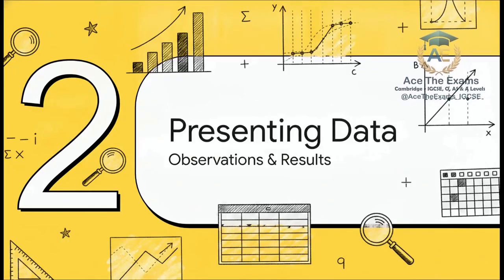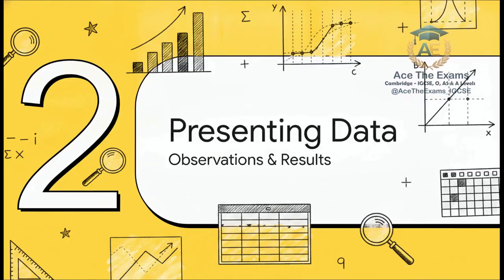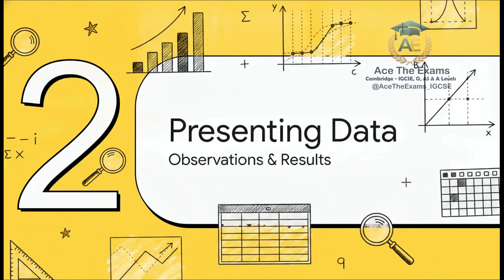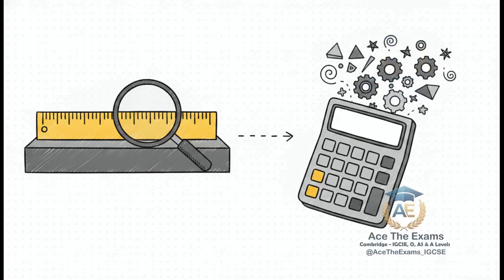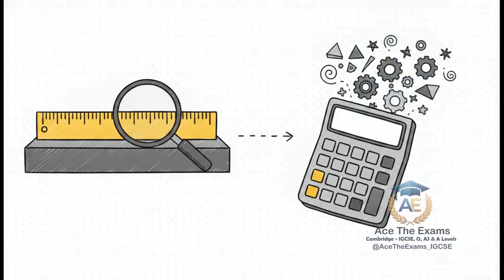Moving on to Section 2, presenting data and observations. This is the part of the exam where the examiner is literally just checking your attention to detail. I need to give you a very quick, very serious warning. A lack of precision here will immediately cost you easy marks.